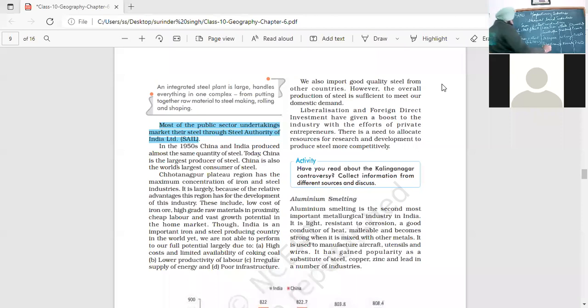Bhilai Steel Plant, Bhilai, B-H-I-L-A-I, it's in Chhattisgarh. Public sector. Fifth, Rourkela Steel Plant.